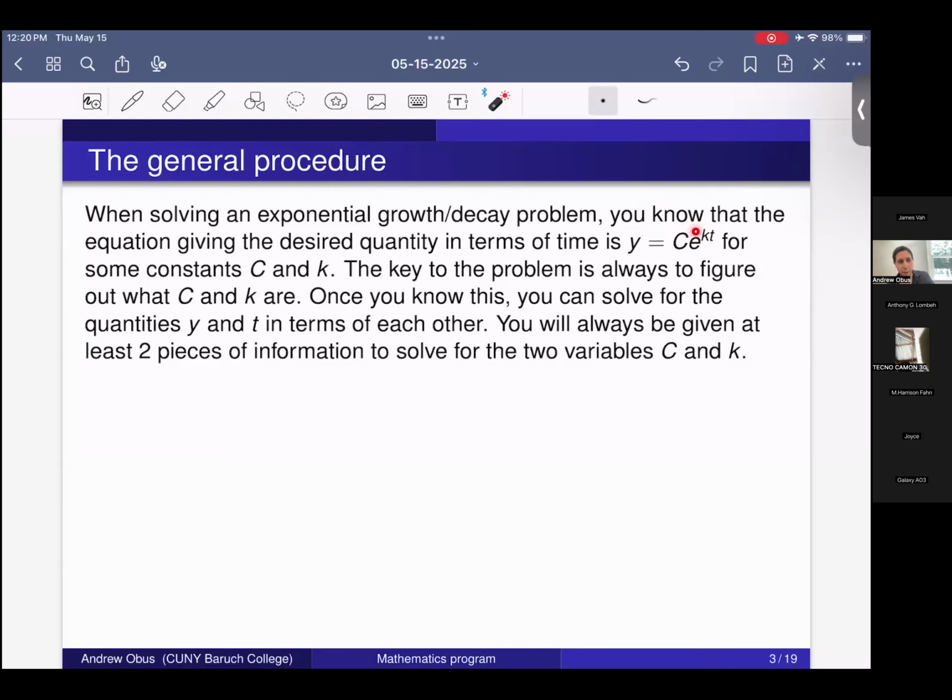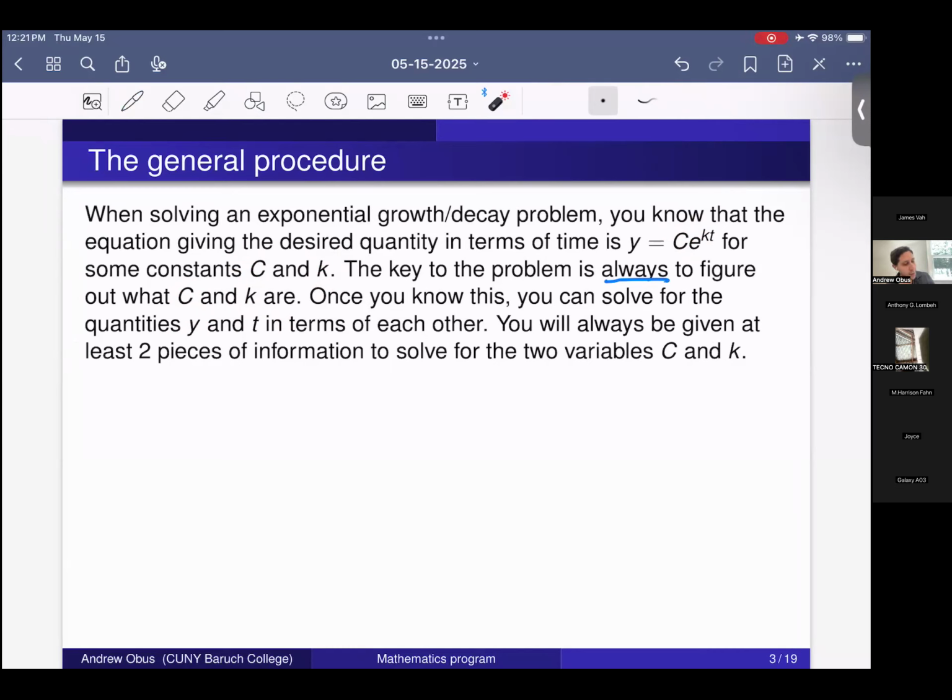This is just what we wrote on the last slide. We have some constant c and some constant k. And the key to the problem is always, always, always, what you need to know is you need to figure out what is c and what is k. And once you know what c and k are, then y and t are related by an equation, and you can solve for one in terms of the other.